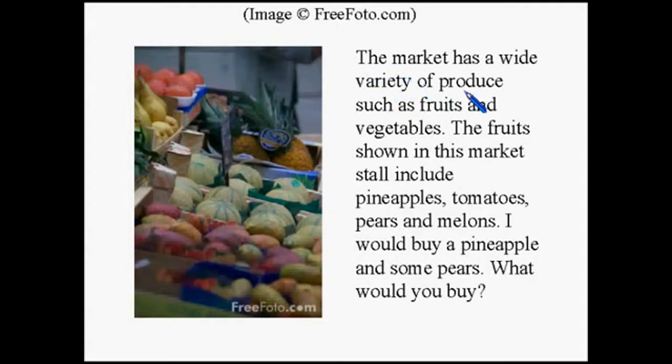The market has a wide variety of produce such as fruits and vegetables. The fruits shown in this market stall include pineapples, tomatoes, pears, and melons. I would buy a pineapple and some pears. What would you buy?